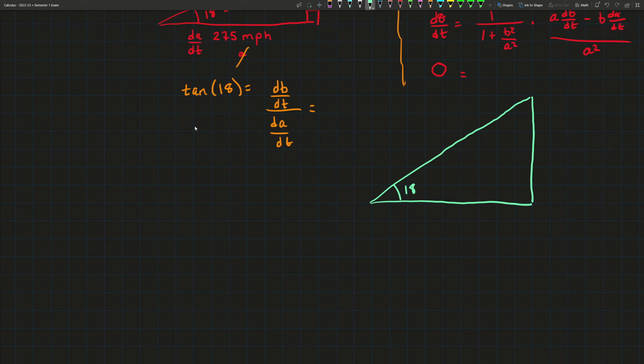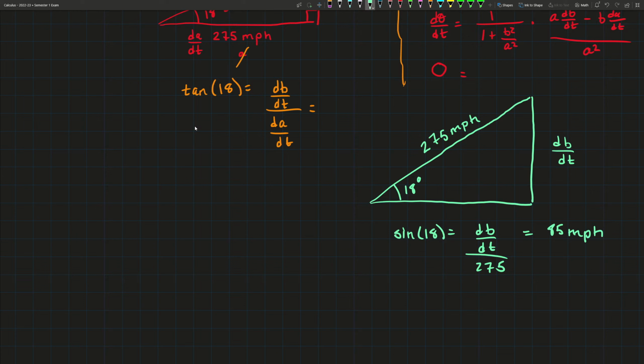And this is where this question is a little bit annoying. It might mean this is going 270 miles per hour, and we need to find this. So then we have sine of 18 degrees. It's going to be dB/dt over 275. So sine of 18. Yeah, that's the right answer. Okay, so this is equal to 84.9, basically 85 miles per hour.